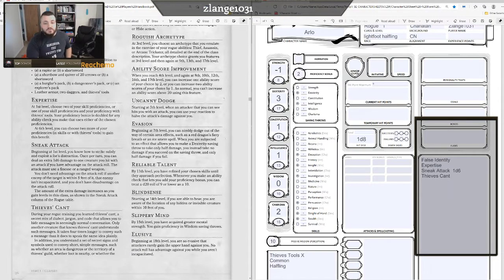Sneak attack. Beginning at 1st level, you know how to strike subtly and exploit a foe's distraction. Once per turn, you can deal an extra 1d6 damage to 1 creature you hit with an attack if you have advantage on the attack roll. The attack must use a finesse or a ranged weapon, which we will get into later. But basically, you need a finesse weapon, which are weapons that use your dexterity modifier for the attack and damage instead of normal strength. Or a ranged weapon, which again uses dexterity. The amount of extra damage increases as you gain levels in the class, shown in the sneak attack column of the rogue table.